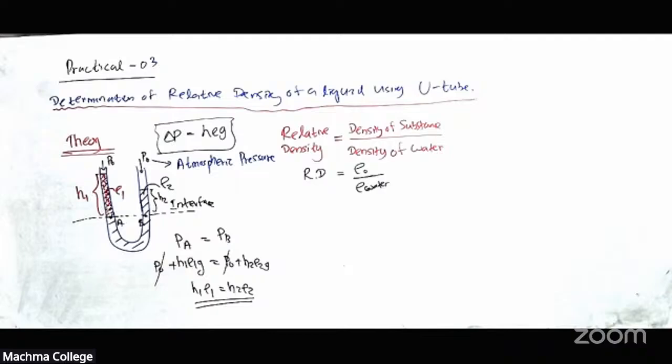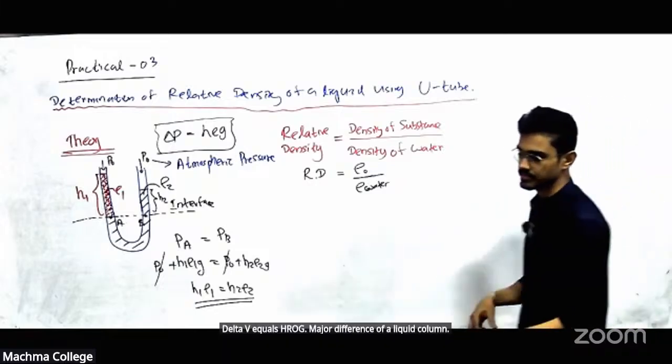So what's that formula you have written at the top? Delta P equals h rho g. The pressure difference of a liquid column is h rho g.